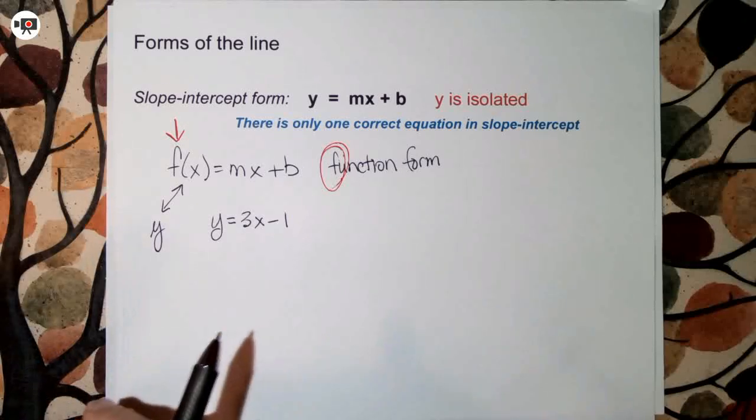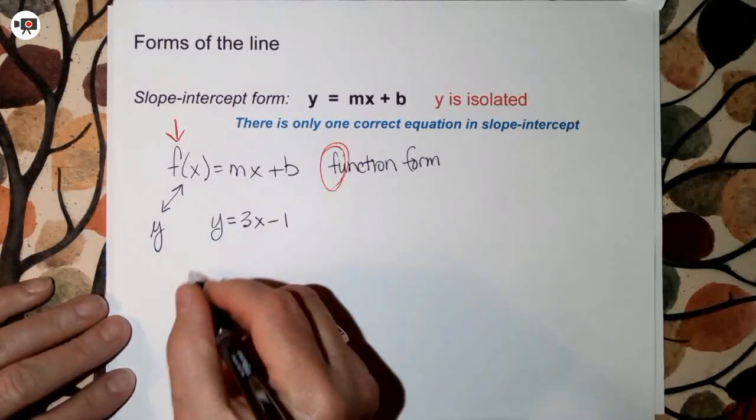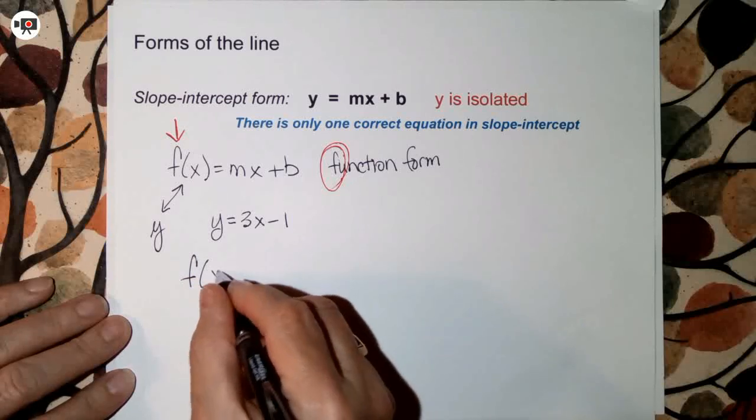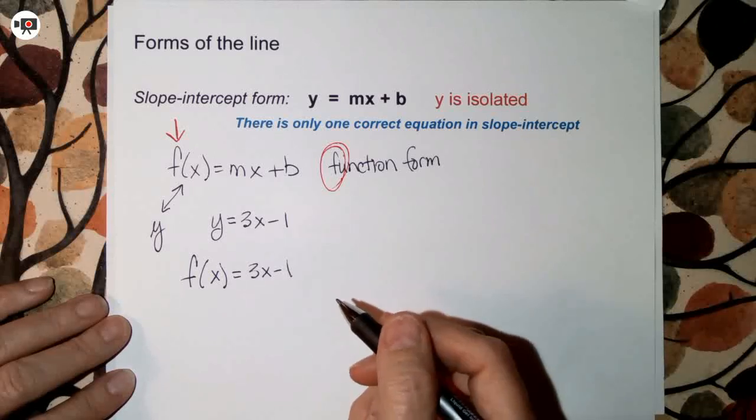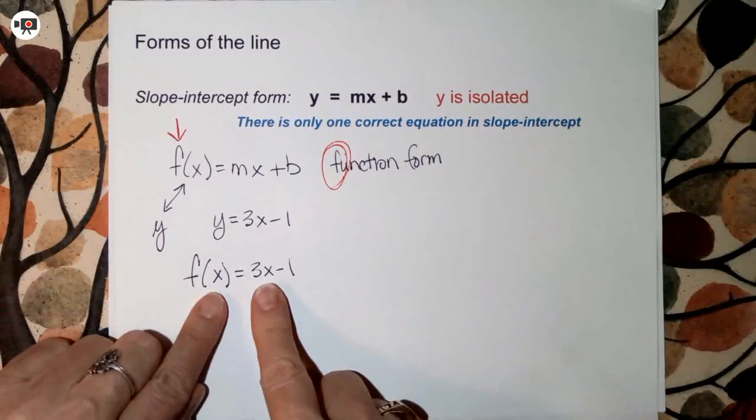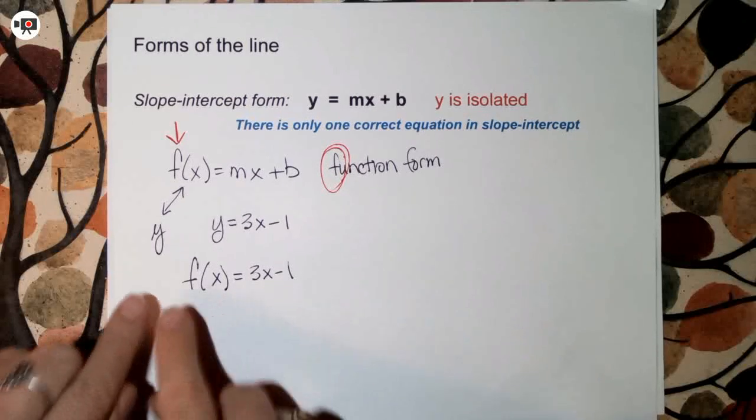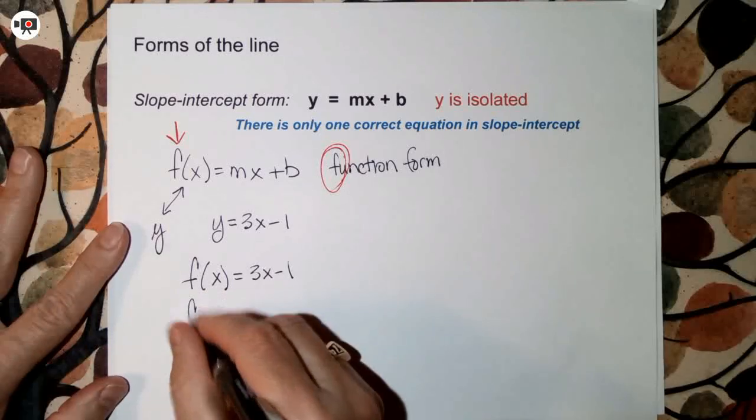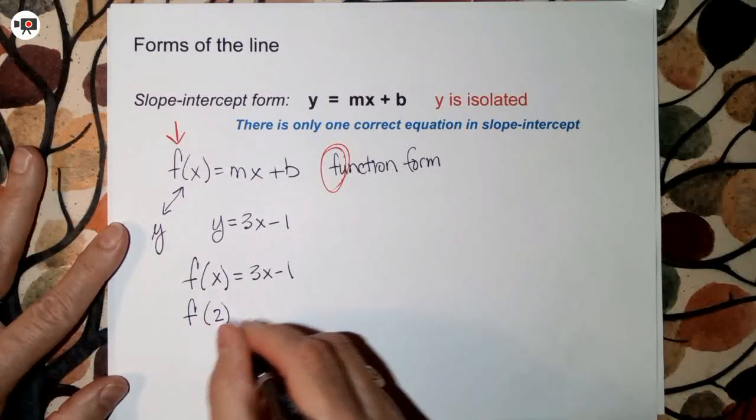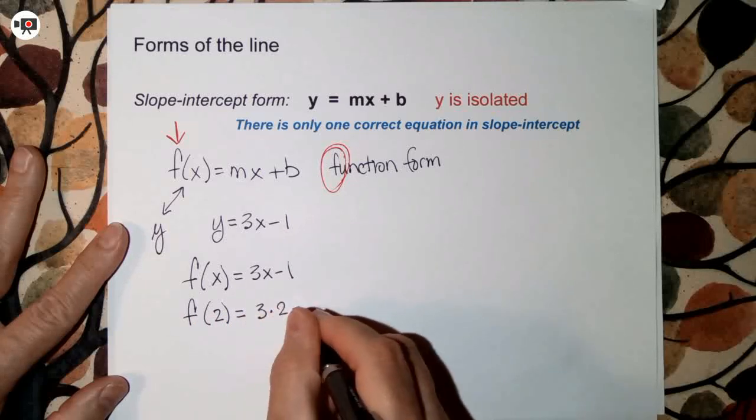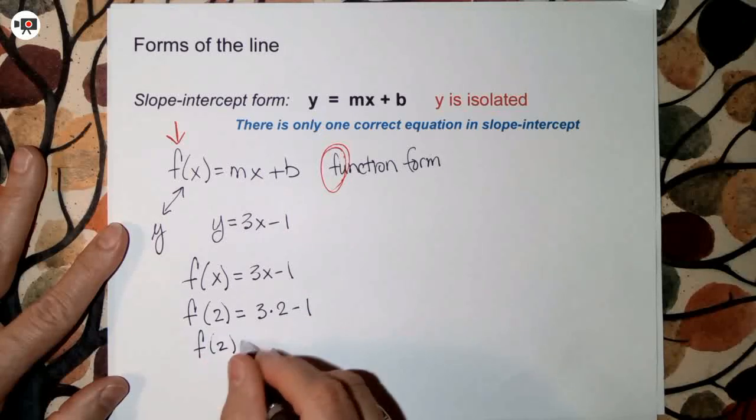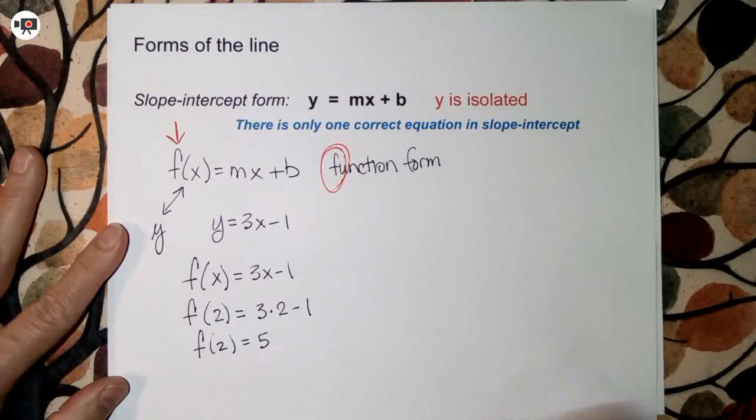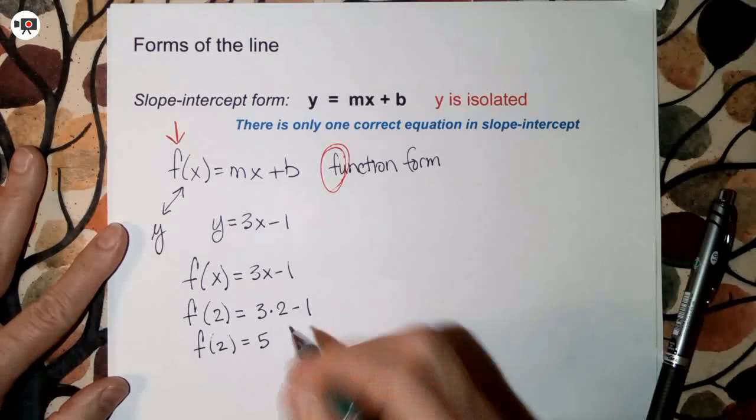A way that would show it a little more clearly is if we use the function form: the value of the function at x is 3x minus 1. And we want to know the value when x equals 2. Every place we find an x, we would put a 2. So the value of the function at 2 equals 3 times 2 minus 1, or f of 2 equals 5. That's another way to write a point.